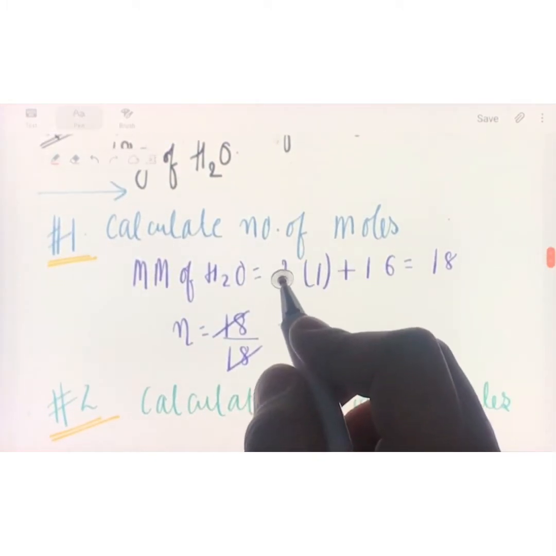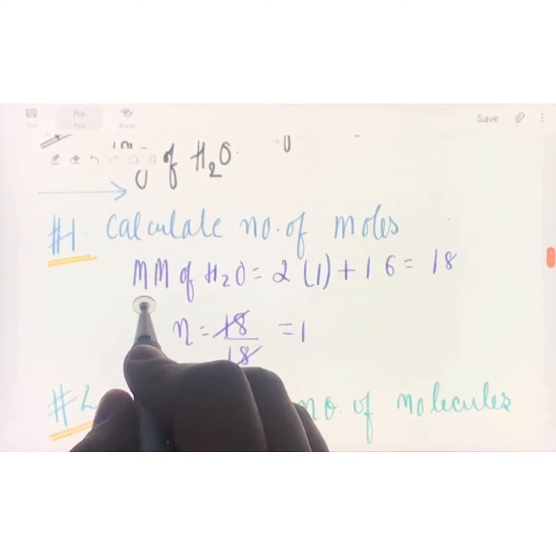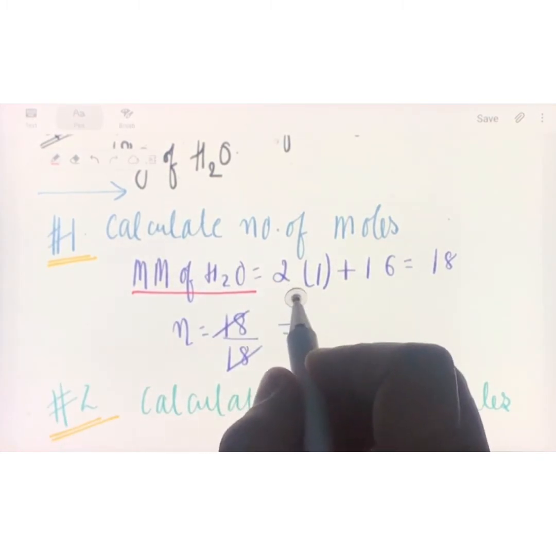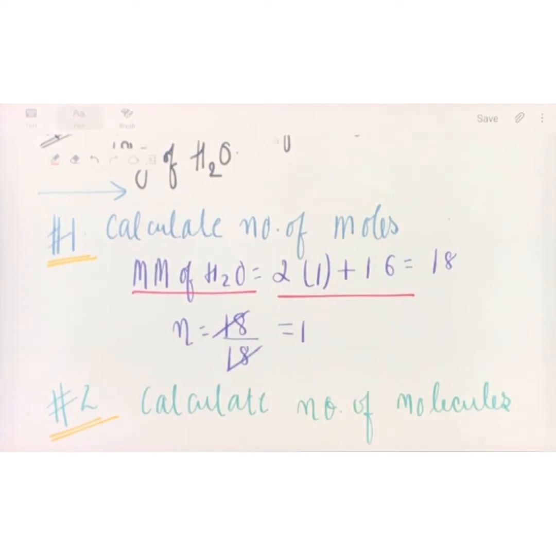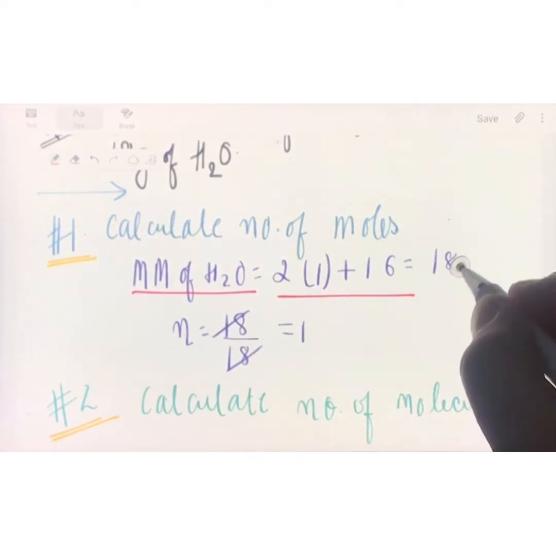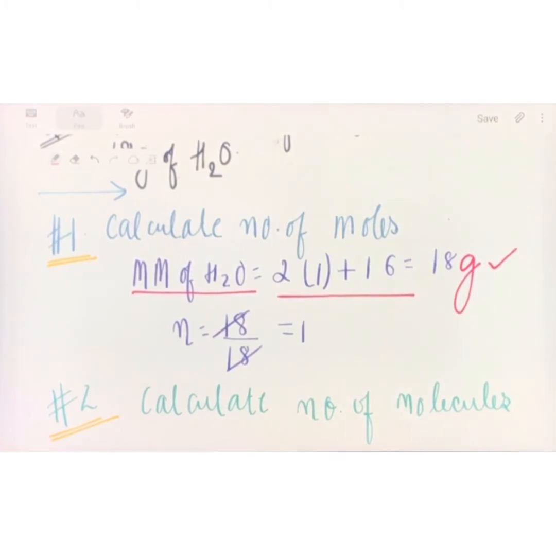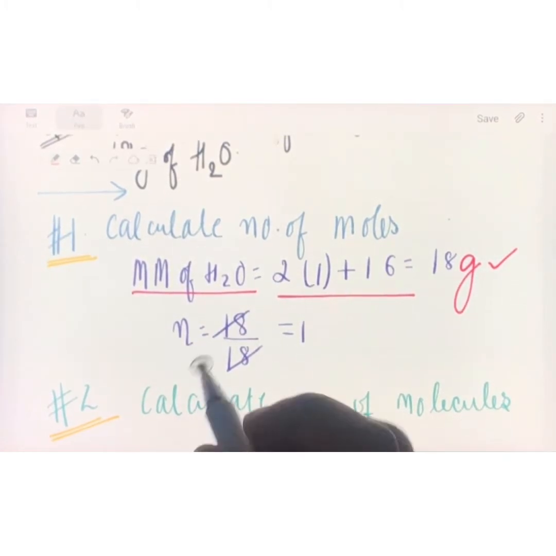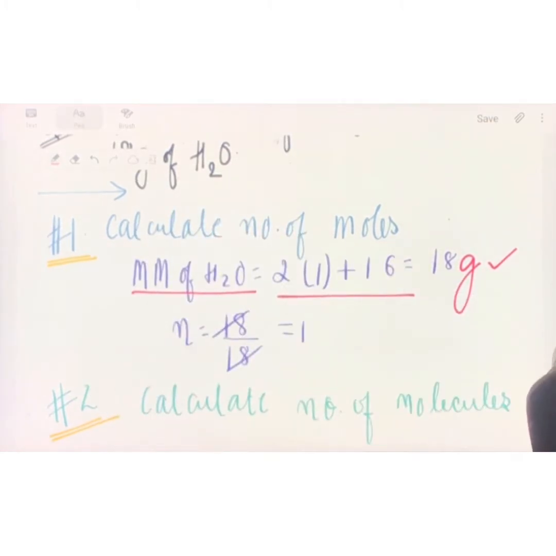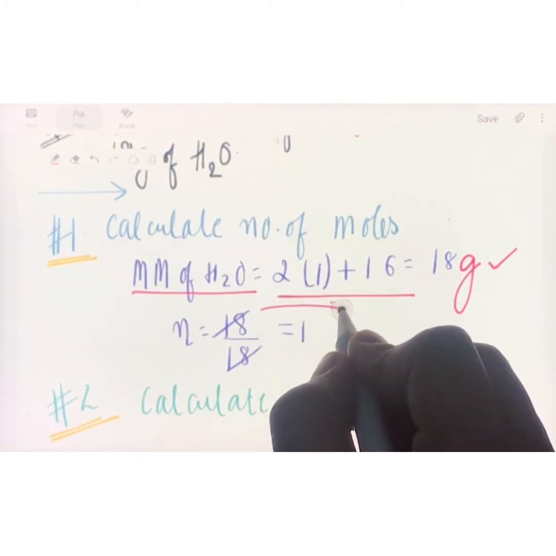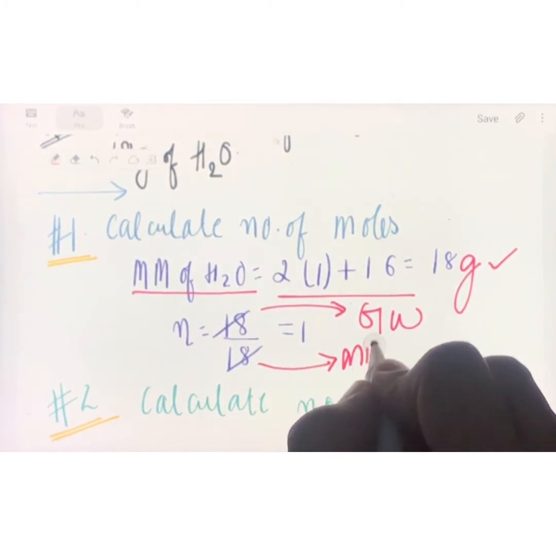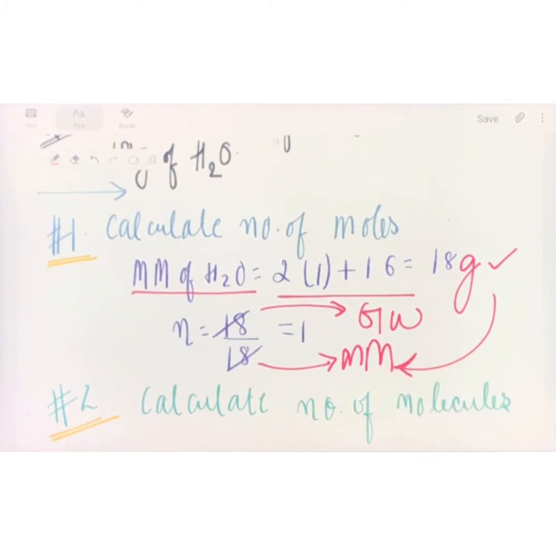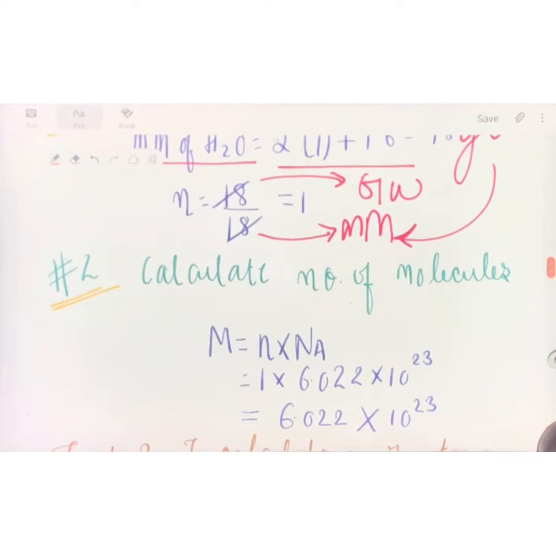Before calculating the moles, the first priority goes to the molecular mass of water. Calculating the molecular mass of water, as you calculated the molecular mass of carbon dioxide in the previous question, we get 18 grams. The moles will be 18 by 18, as the given weight was 18. This 18 is the given weight and this 18 is the molecular mass that you calculated here. It comes out to be 1. So we have 1 mole of water.